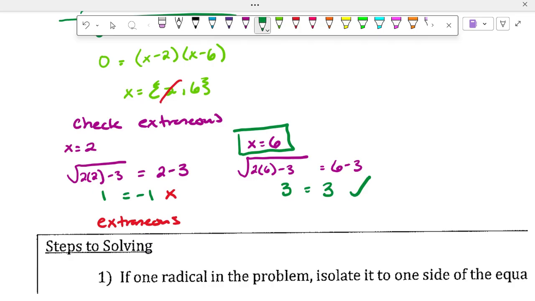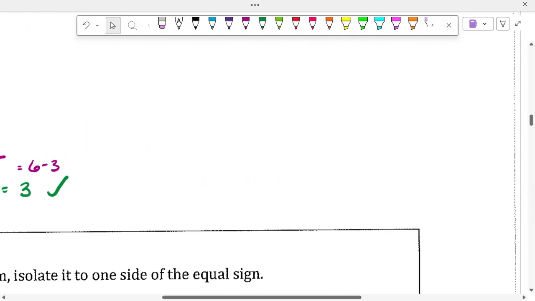So guys, you gotta check both. There's really no shortcuts for this. And you don't have to flat out write out the check. You can just do a quick check in your head. Just do some mental math and do it that way. All right?